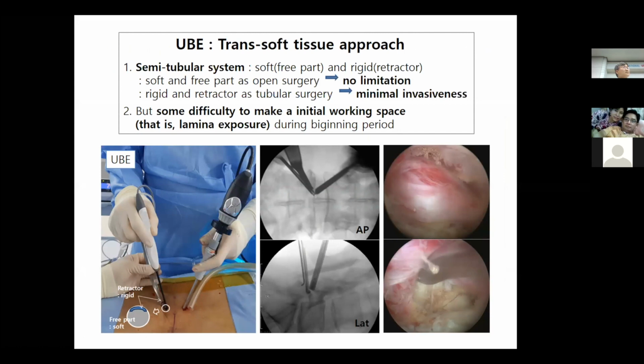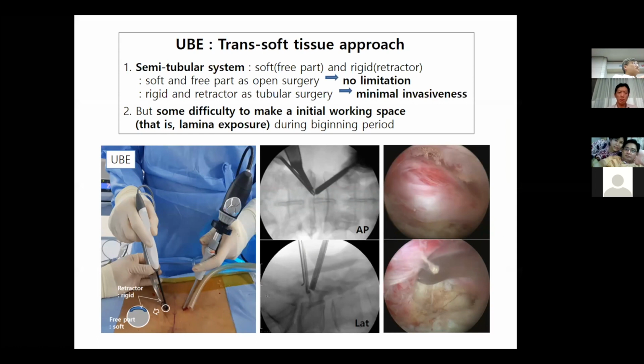The spine is weight-bearing for the whole life, so I always try to preserve the soft tissue, especially muscles. So UBE is a trans-soft tissue approach. That means saving the trans-soft tissue: skin, subcutaneous tissue, and muscle. Also, UBE is a semi-tubular system. The left hand takes the endoscope and the right hand the instrument, but you should always take the semi-tubular retractor. The semi-tubular retractor is very powerful to help save the soft tissue.